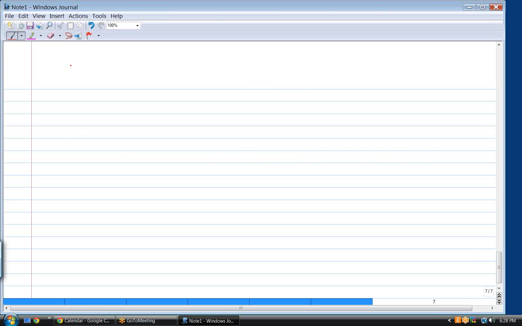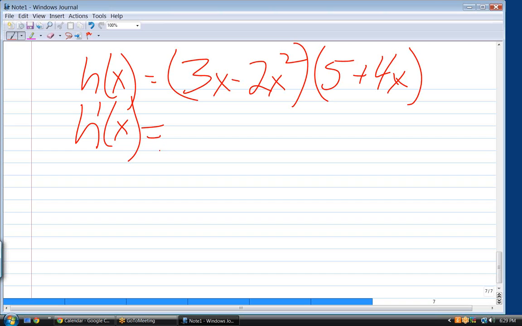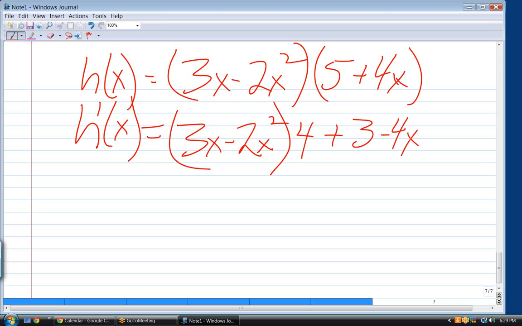So let's find the derivative of this. Now there's a couple ways I could go here. I could go ahead and multiply those two out, come up with a single polynomial, and then just use the power rule. But let's do it using the product rule. So what is h prime of x equal to? 3x minus 2x squared times 4 plus 3 minus 4x times 5 plus 4x. Good.